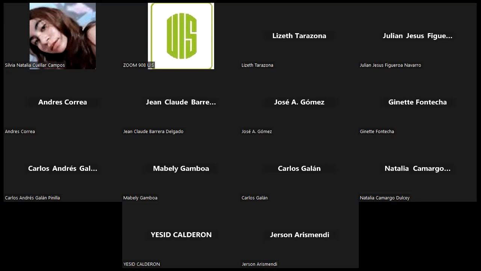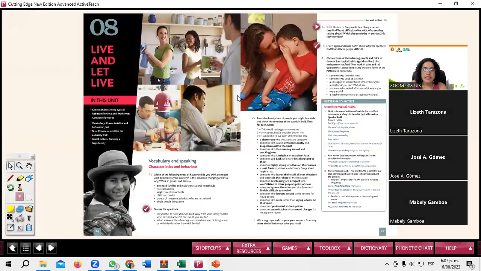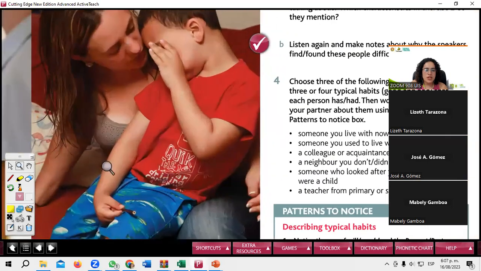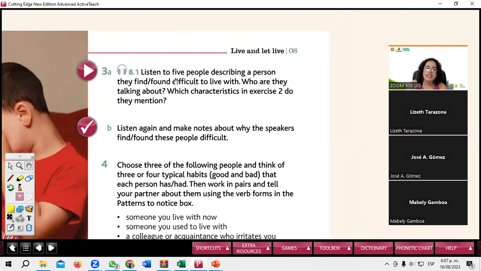Very well. All right. So we are going to start. Let's see. So the activity is going to be divided in 2 parts. The first part is the listening on page 77. All right, this is page 77. Remember that yesterday we were talking about characteristics, usual behaviors with the vocabulary and so on. So today we're going to finish this part with a listening activity.